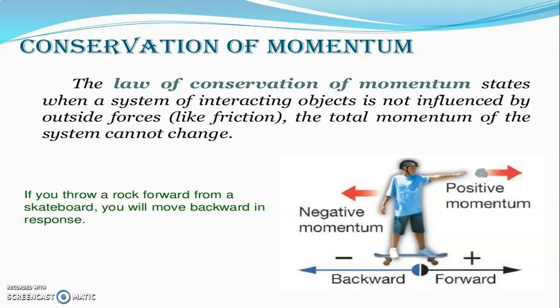Here we have an example of a person who is throwing a stone from a skateboard. The stone is moving in the forward direction, but as a result the person is moving in the backward direction. Forward is positive and backward is negative. The forward value is positive momentum and the negative value is negative momentum.